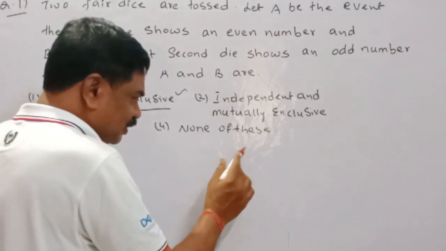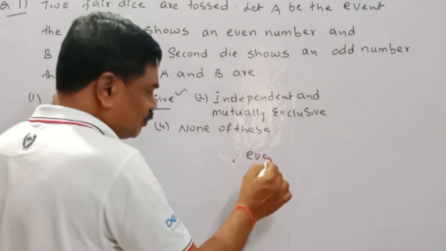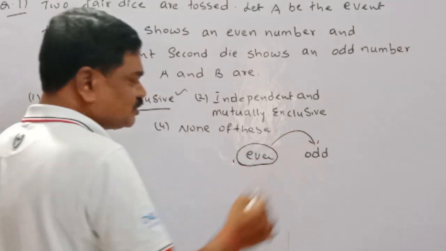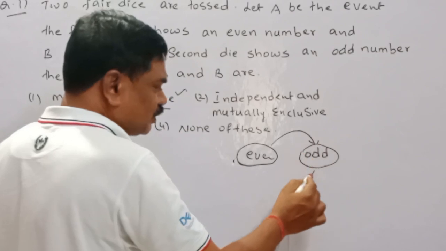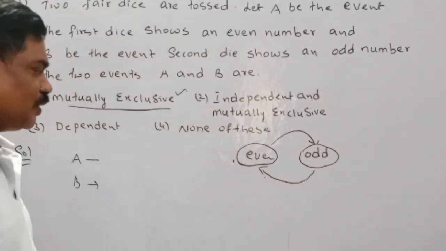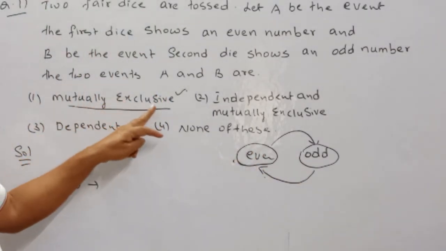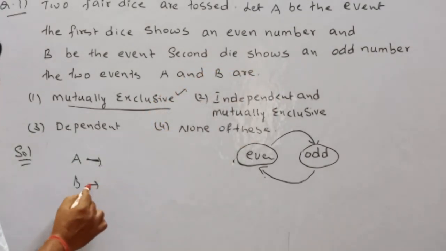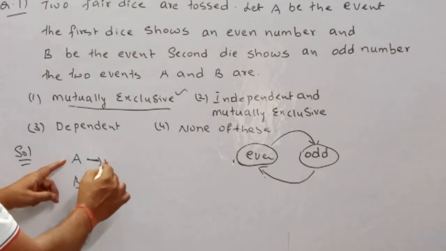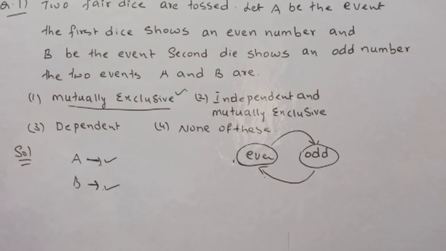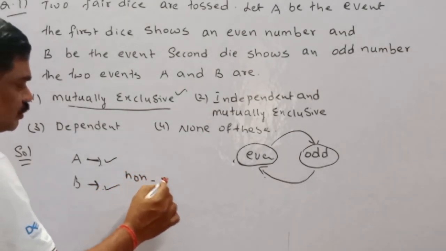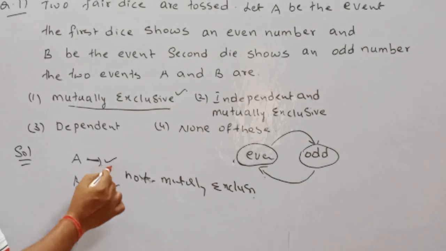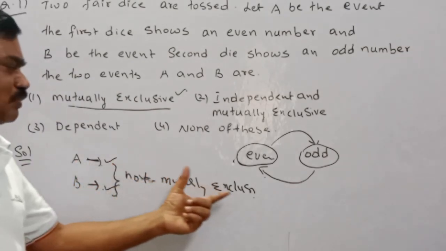Suppose for one die, occurrence of an even number opposes the occurrence of an odd number, and occurrence of an odd number opposes the occurrence of an even number. Then these two events are mutually exclusive. But here two dice are there. One die shows an even number and the other die shows an odd number. That is, these two are independent events and not mutually exclusive.